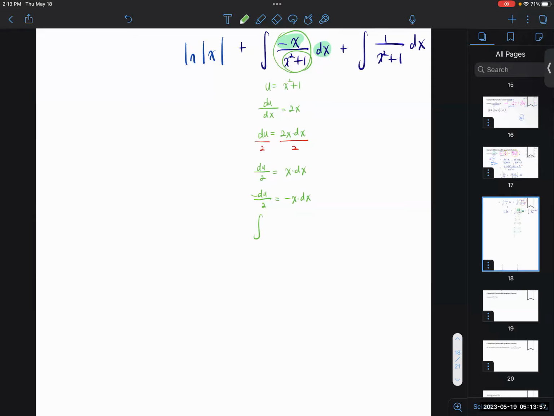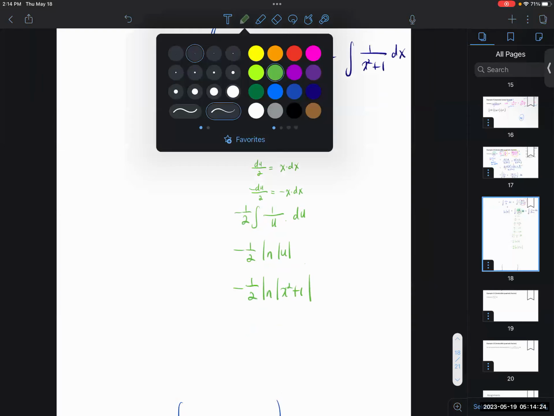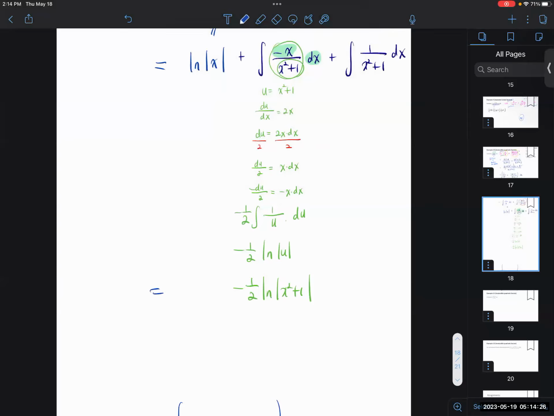So there, the integral of 1 over u, and then negative x dx is negative 1 over 2 du, correct? So that means negative 1 over 2 ln u. And you can go back to the x variable: u was x squared plus 1. So that's the second part of the answer. So we still have ln absolute value of x.